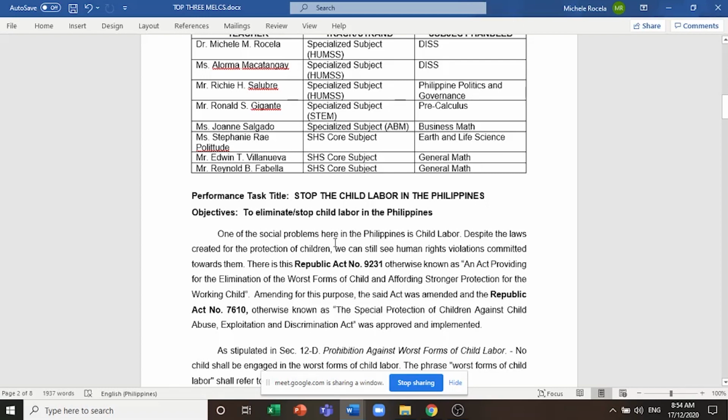This is kind of similar to the Maalaala Mo Kaya program on ABS-CBN Channel 2 hosted by Ms. Charo Santos. In this skit or play, the students will depict what is happening in real-life scenarios, especially of the young ones who are engaged in child labor. Basically, the story evolves in this situation. So we have the procedures, or steps rather.